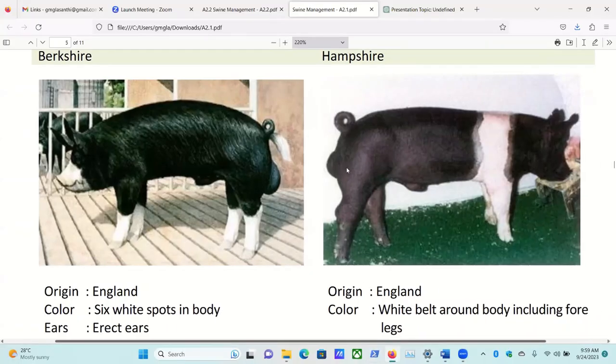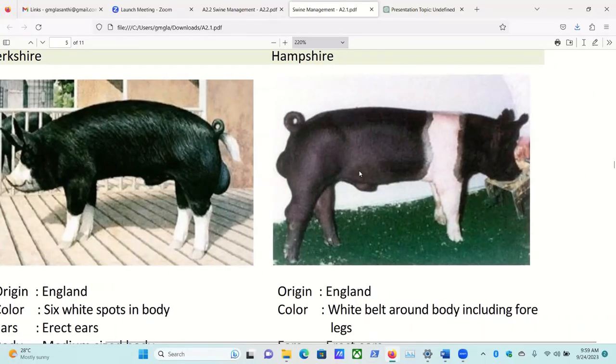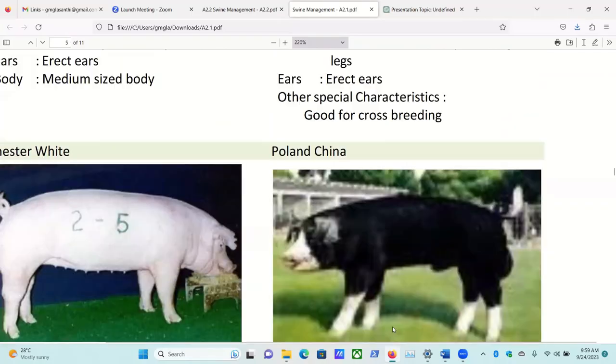So this is Hampshire. This Hampshire has a long body and an entire black body. He has a white belt, including the 4 legs. A white color belt is there around the body, including the 4 legs. He also originated in England.